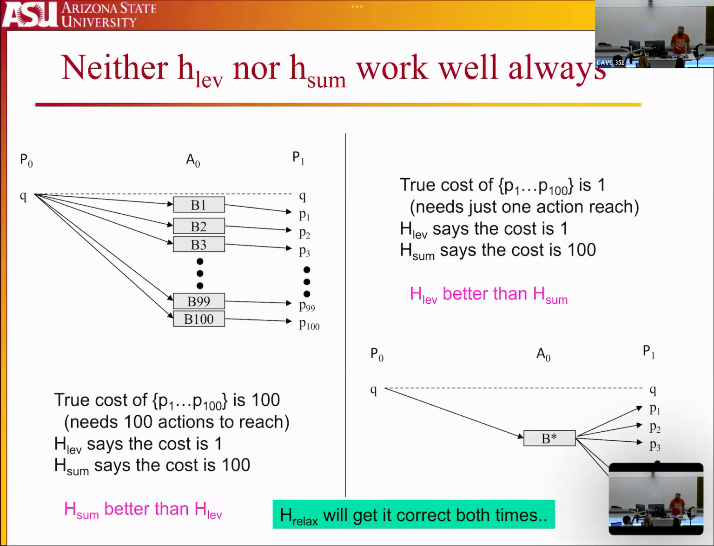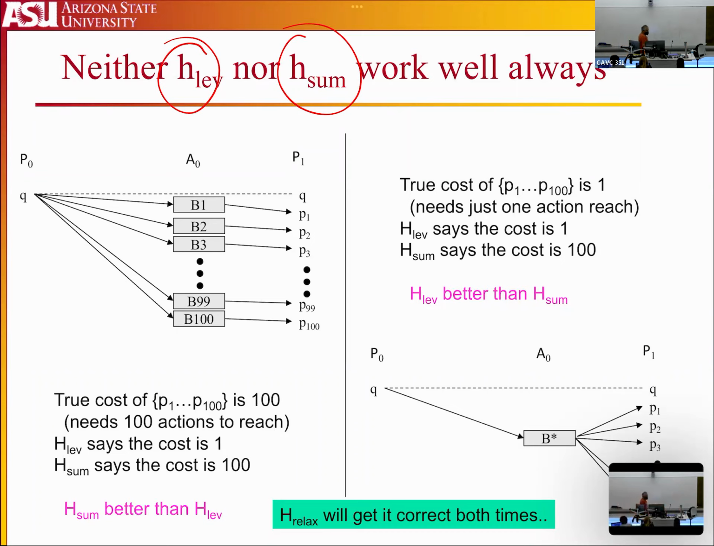Okay? And there are all sorts of interesting things you can talk about. I won't go into too many details. You should read the tutorial paper if you're interested. I'll make you do some homework, so probably that way you learn. But it turns out, for example, that neither H level nor H sum will always work if there are negative interactions possible.